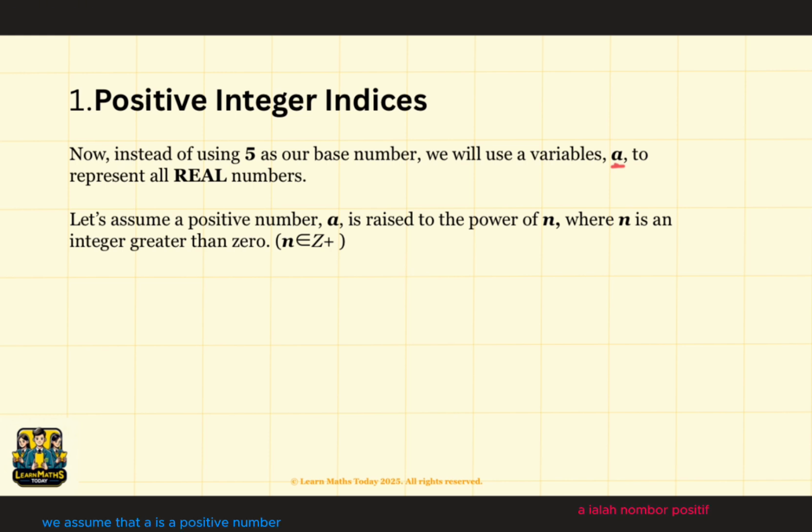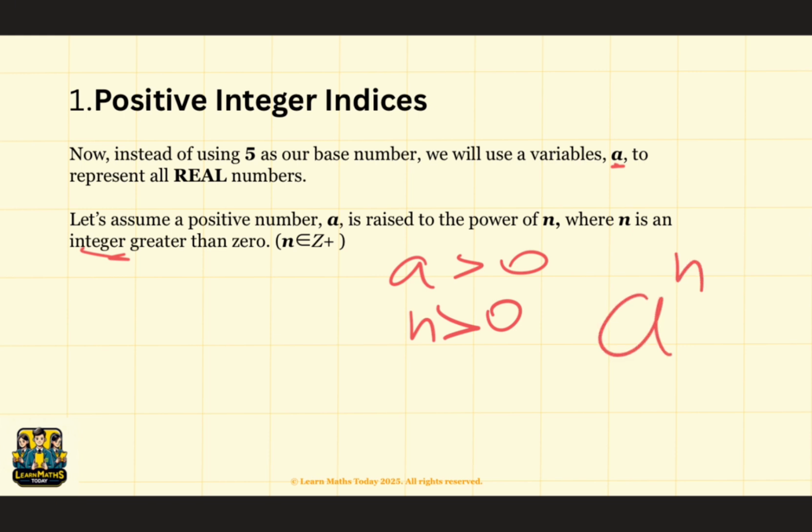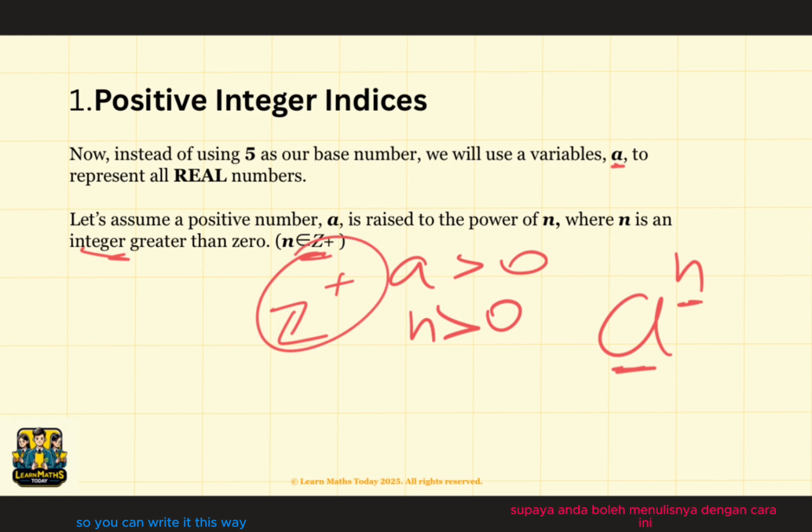Now we assume that a is a positive number raised to a power of n, where n is also an integer greater than 0. So we're assuming that a is bigger than 0, and that n is an integer that's also greater than 0. In this case, we'll write that as a to the power of n, where n is on top of the base a over here. This symbol means an integer which is greater than 0, so you can write it this way, which means the same thing.